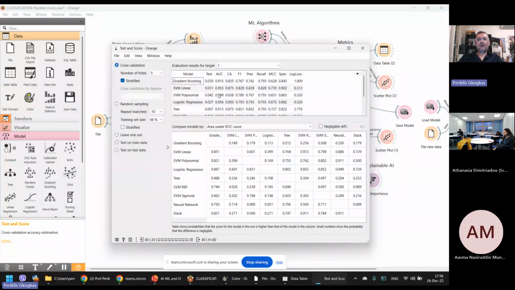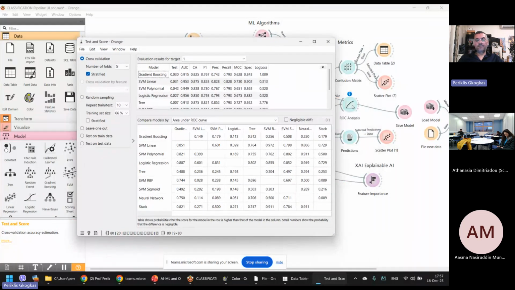This test means how much time did it take to train this model. It took 0.03 seconds for this, and so on. So this is not important. Now, the important parts are the area under the curve. We're going to see that when we talk about the ROC curve here. The higher the number, the better the model. This one, which is CA, represents classification accuracy. So this is the total accuracy of our models.